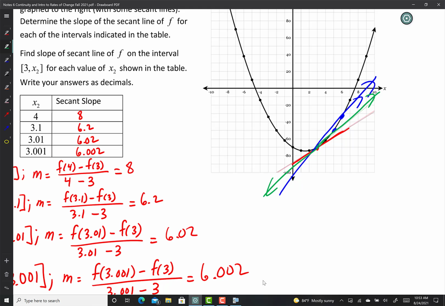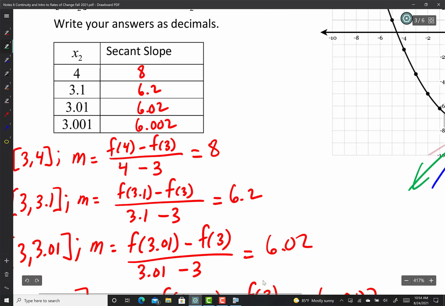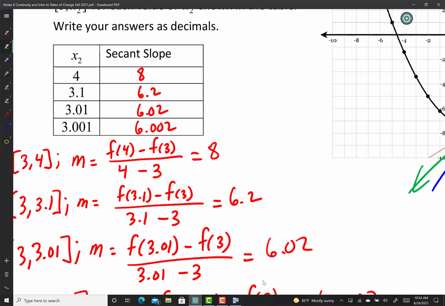Now, why am I saying tangent slope at 3? Remember, at the tangent point, at x equals 3, you only have one coordinate. You cannot find a slope with one coordinate. You need 2 coordinates from your algebra days. Does that make sense?